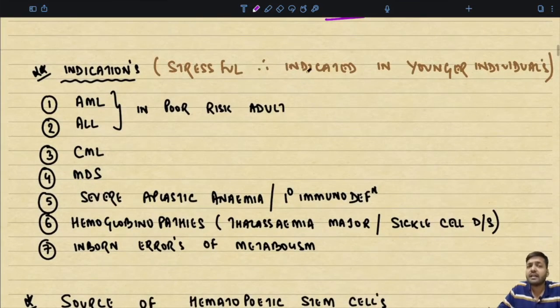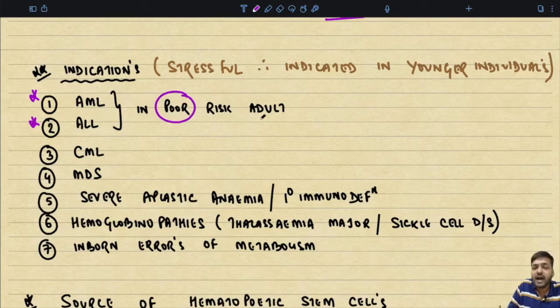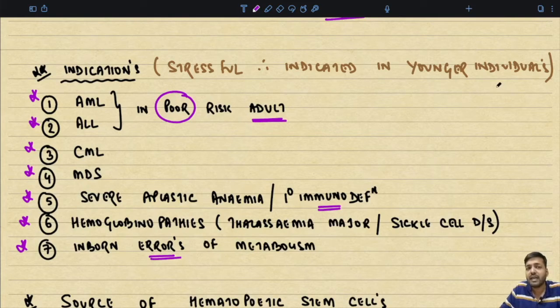So what are the important indications of allogenic hematopoietic stem cell transplant? Very importantly, the leukemias. Which kind? Acute myeloid leukemia and acute lymphoblastic leukemia, AML and ALL, in poor risk adult patients. Then chronic myeloid leukemia, myelodysplastic syndrome, severe aplastic anemia or primary immunodeficiency, hemoglobinopathies like thalassemia major and sickle cell disease, or inborn errors of metabolism. So these are the major indications.